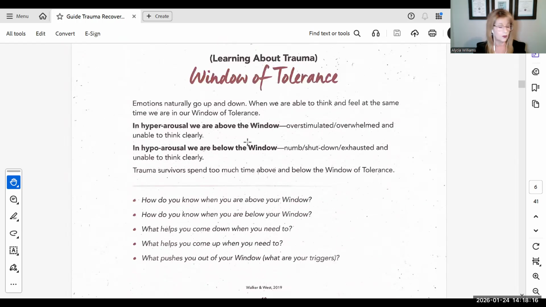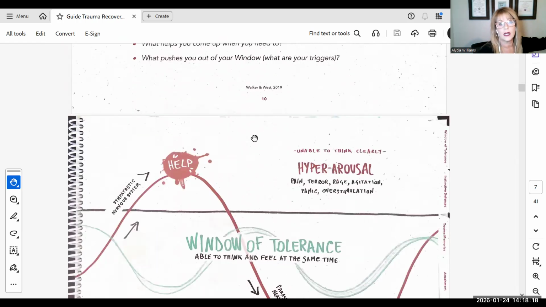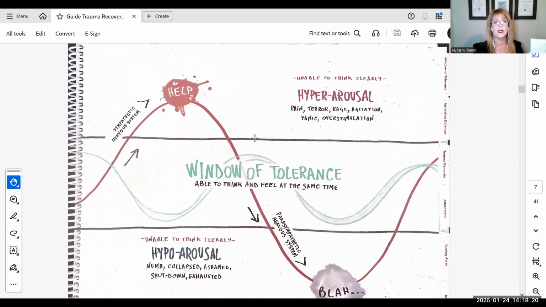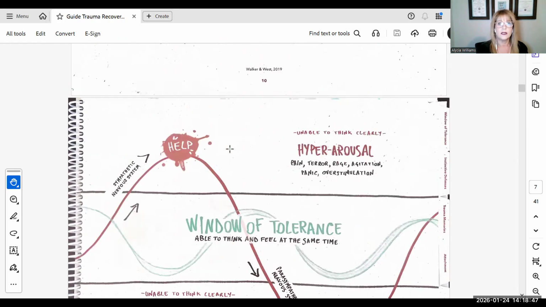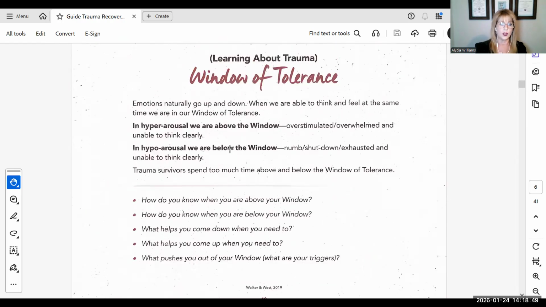Okay, so we're going to learn about the window of tolerance. I'm going to show you this as I read through what the window of tolerance is. I want you to keep this picture in mind, and I think it's more effective for my visual learners to be able to read along with me. So keep this picture in mind, and then let's go back to what the window of tolerance is.